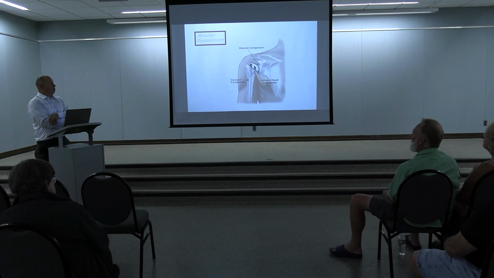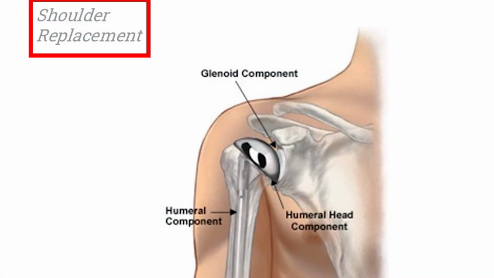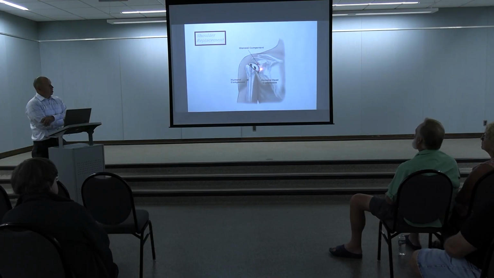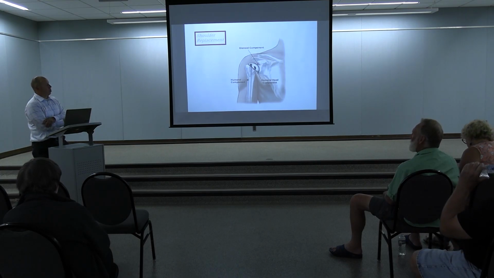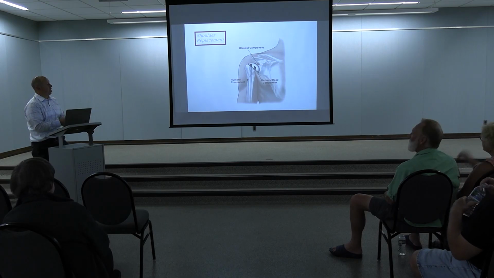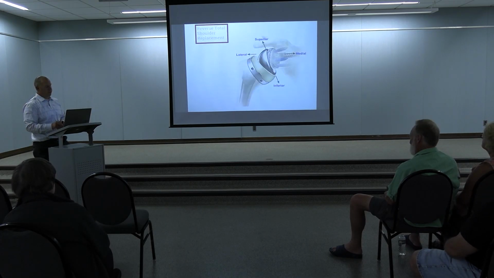So here's an illustration of the shoulder replacement. You have the prosthesis that goes down the humerus along with the humeral head, and then usually the glenoid component, or the socket component, is heavy duty plastic. Those surfaces are smooth, and obviously there are no nerve endings in there, so that goes a long way in alleviating the pain and the friction in the joint.